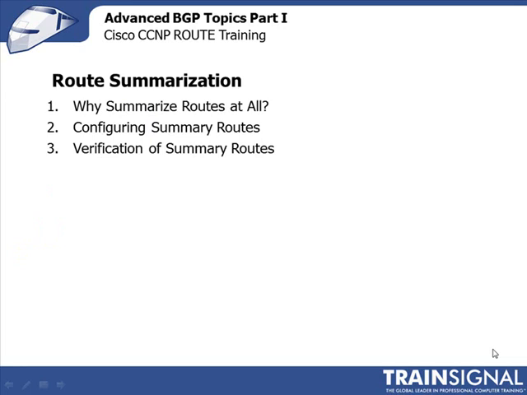Route summarization has similarities to some of the IGPs that we've previously discussed, but there are some distinctive aspects in the way BGP actually operates. So we want to look at how route summarization operates in BGP. We're going to start with why you want to summarize routes. What's the point? Why do it? Then how to configure summary routes in BGP, and finally how to verify the existence and the successful configuration of summary routes in the BGP protocol.